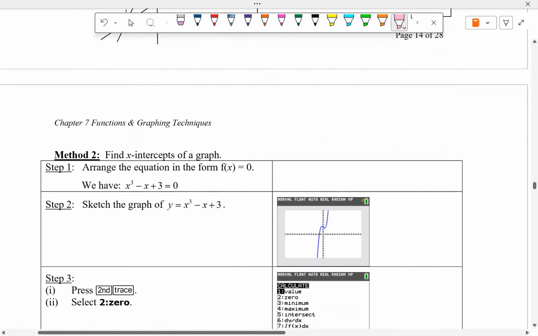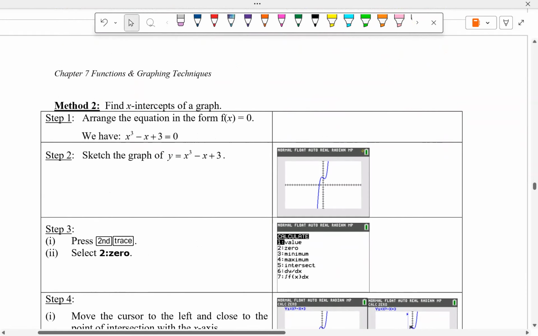Okay, method number 2. What we can do is we can rearrange the equation and bring all the terms to one side, and then therefore equate it to 0. When you're equating x cubed minus x plus 3 to 0, you are actually looking at the x-intercept of the equation.